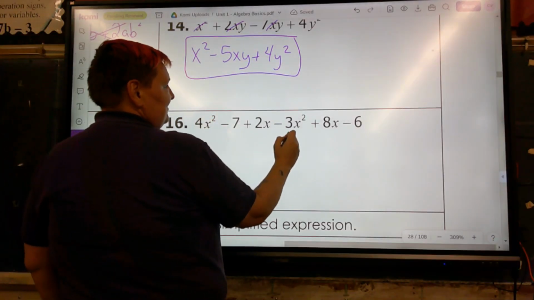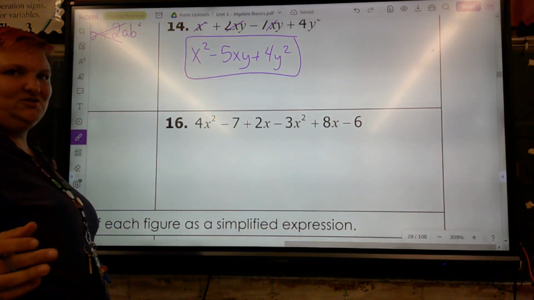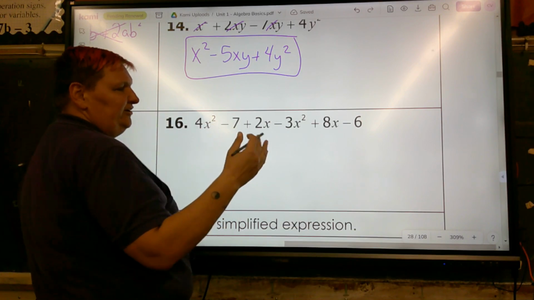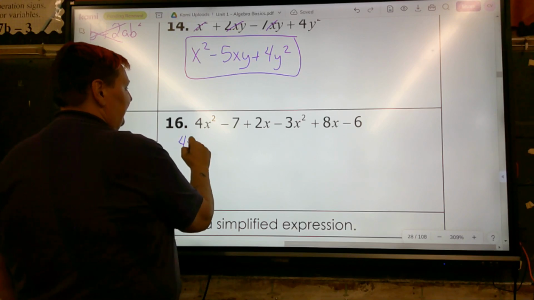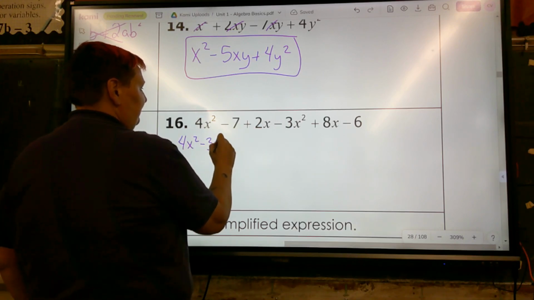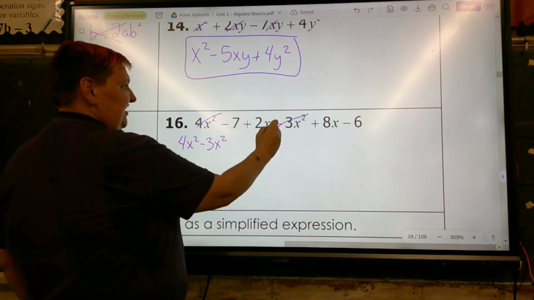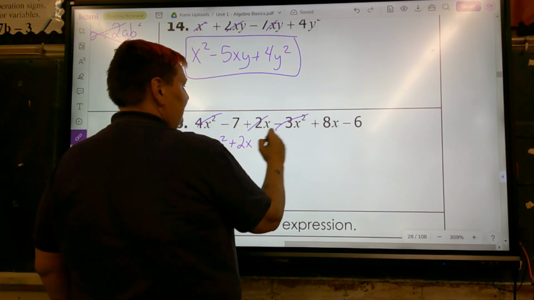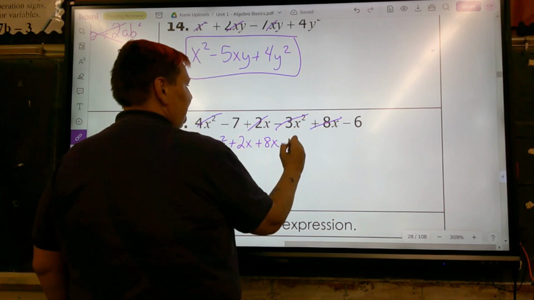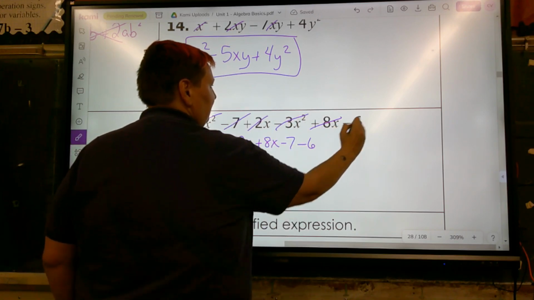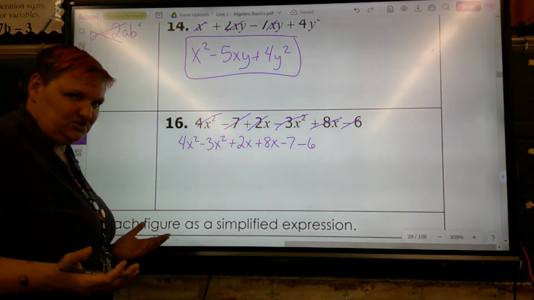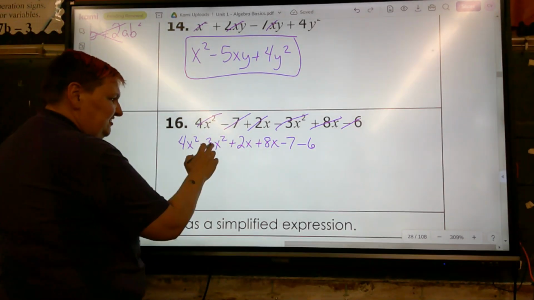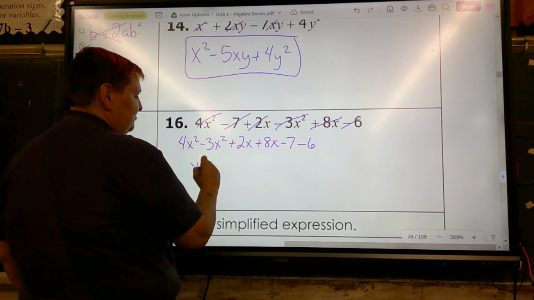X squared, X squared, X. Let's take a second and do what I said about putting like terms together. They're all X. So we're going to do X to the highest power. So we're going to do 4x squared minus 3x squared. You notice how I'm taking the sign with me? And then we're going to do plus 2x plus 8x minus 7 minus 6. All right, so this is a step you can do if you need to. It's not required. But sometimes it helps to see it all lined up like this. This and this get combined. You're left with 1x squared or x squared.